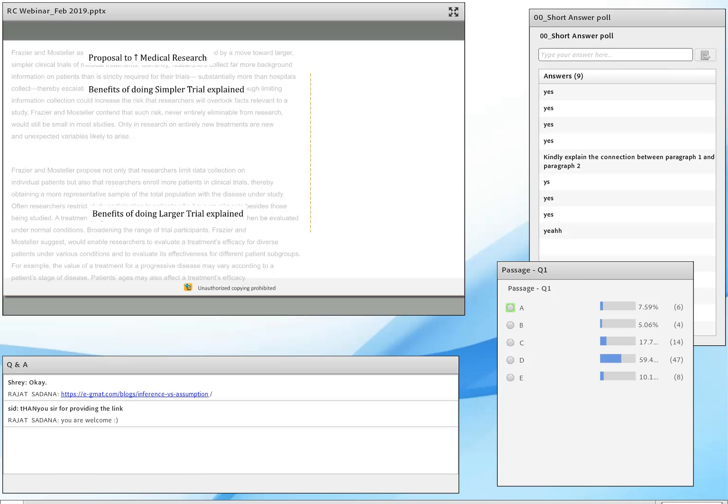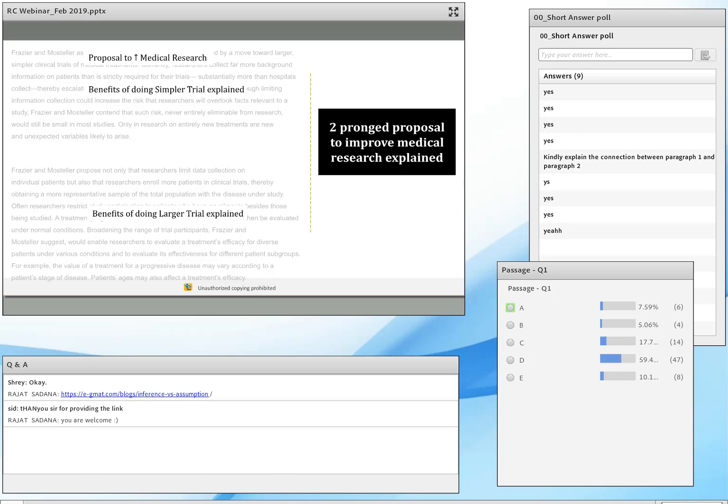When you look at the main point, the author gives an example of what FNM are proposing as changes to medical research. They talk about the benefits of a simpler trial, and then move to another change. In the first paragraph, FNM propose that the trials be simpler, we collect less data. In the second paragraph, FNM propose that we do larger trials, which means we enroll more people, and then we get much more representative results. So essentially, two proposed changes are explained over here.